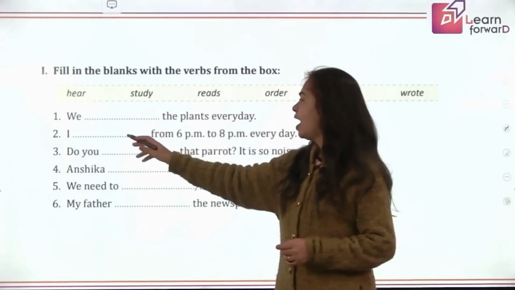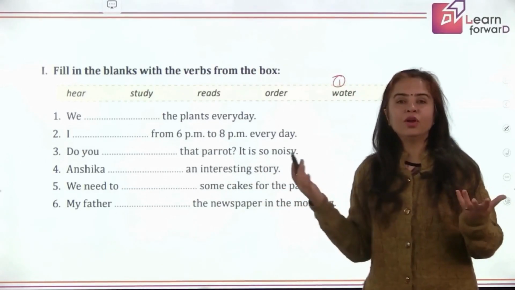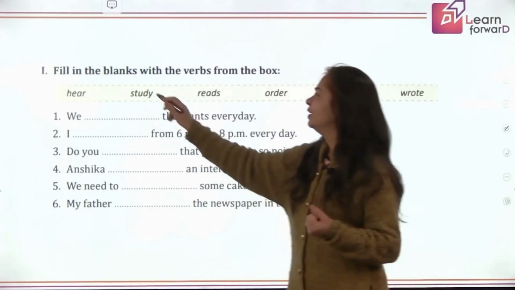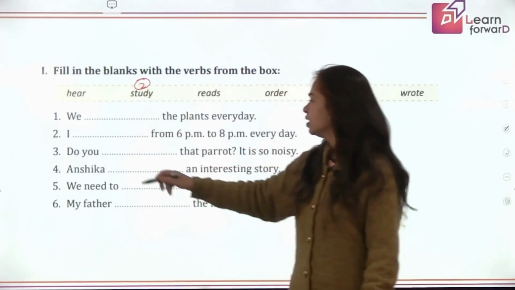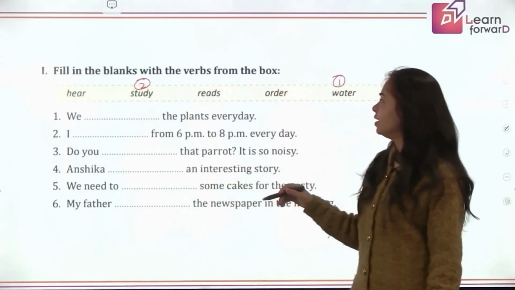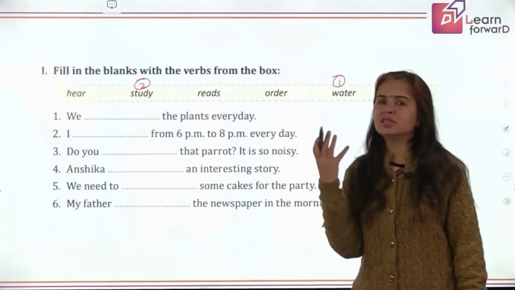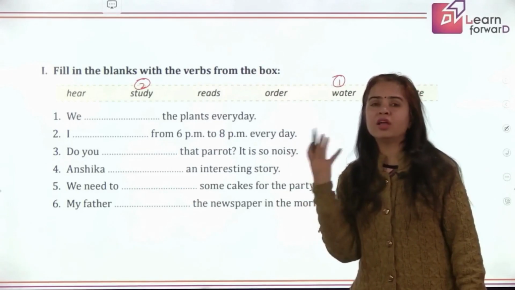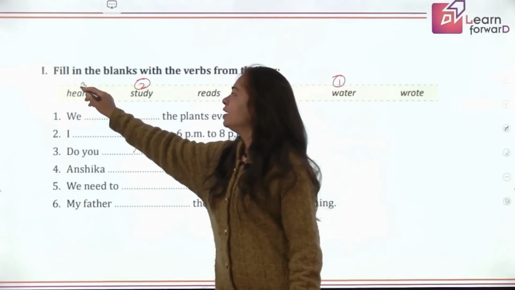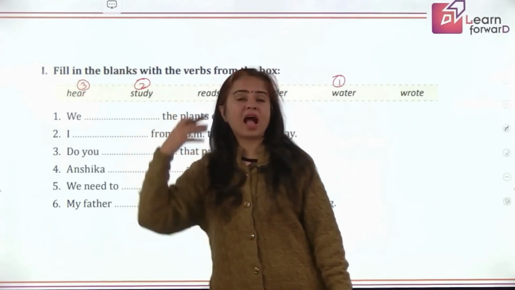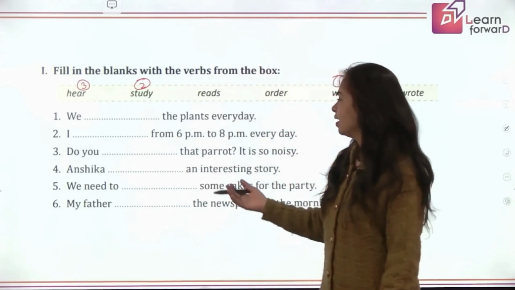Next, I dash from 6 p.m. to 8 p.m. every day. What do you do from 6 to 8 p.m.? Yes, I study. That's perfect. Do you dash that parrot? It is so noisy. Now, noise is disturbing. So, what are you doing with the noise? Yes, do you hear? That means, is it only I who is getting disturbed, or you can also hear that parrot?